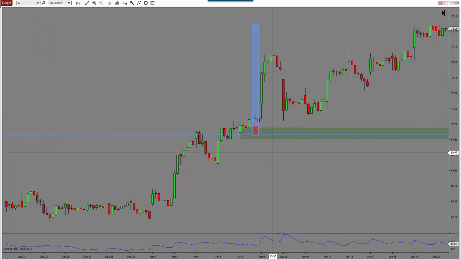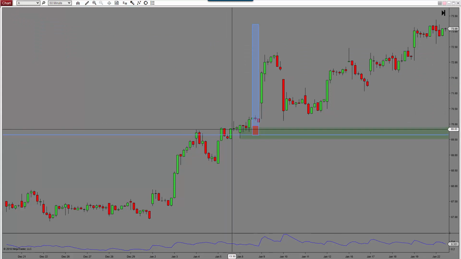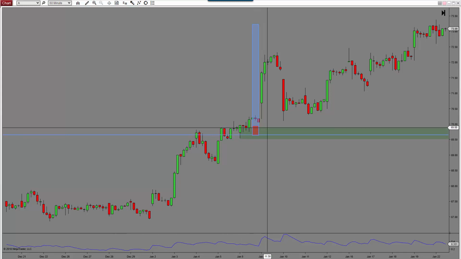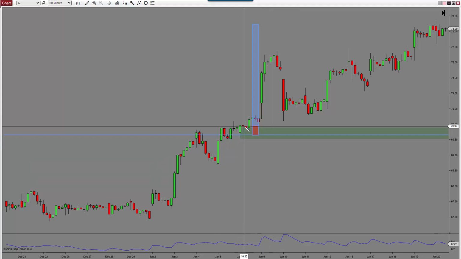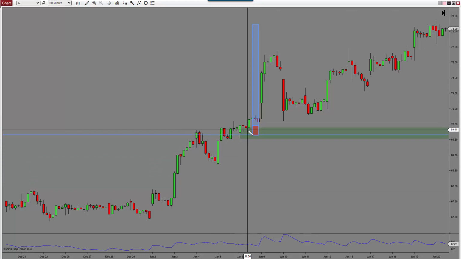All right, so how does it work? Well, once I get a zone that aligns with my zones on a higher time frame, I get a buy zone or a sell zone printed on my trading time frame. In this case, my trading time frame is a 60-minute chart. And when price comes back into the zone here, I look for my entry.